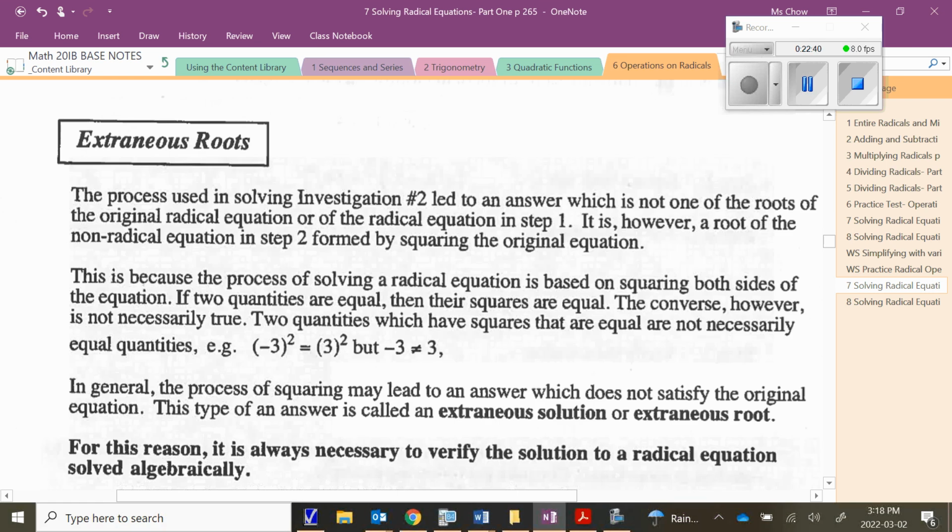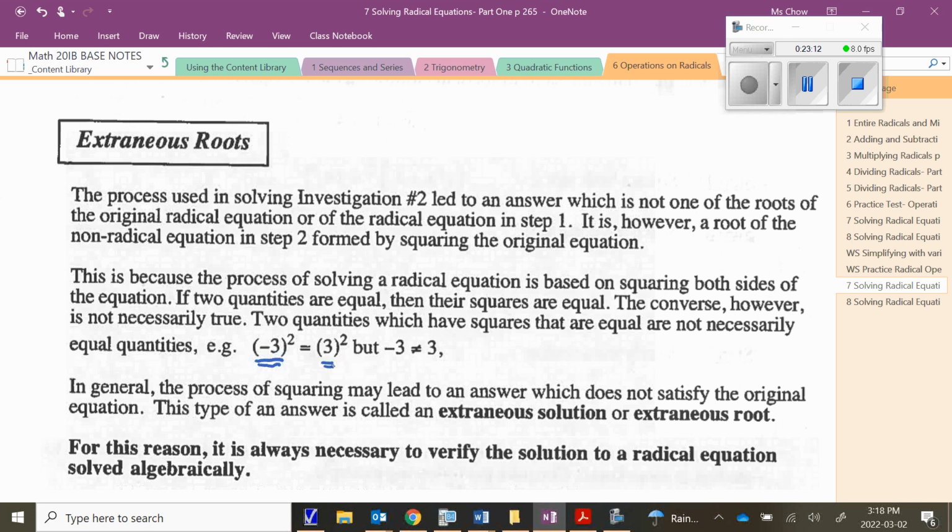Ultimately, extraneous roots or extraneous solutions are formed because as soon as we square both sides, if something is negative and we take the square root, we're not going to end up with that negative. So if you take a look at this simple explanation, negative 3 squared is equal to 3 squared. That's absolutely true, but negative 3 does not equal 3.